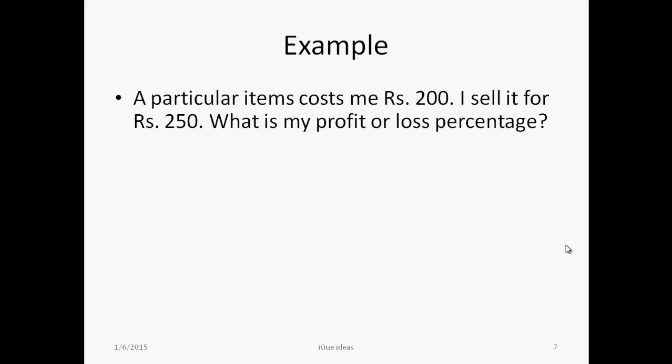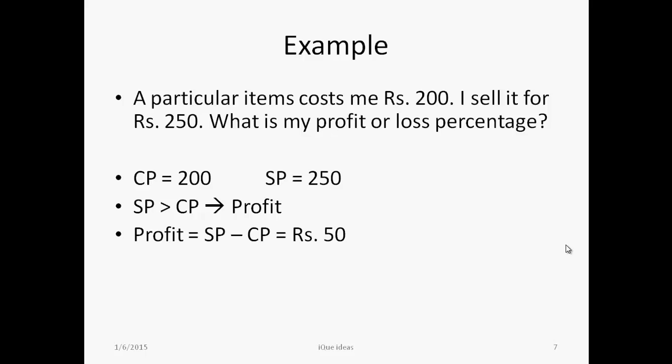Let us say a particular item costs me rupees 200. If I sell it for rupees 250, what is my profit or loss percentage? In this case, my cost price is rupees 200 and sale price is rupees 250. As my sale price is greater than my cost price, I have incurred a profit. This profit is SP minus CP, which is rupees 50. Now, the question asks what is my profit or loss percentage. I have earned a profit of rupees 50. Comparing this to my cost price, rupees 50 is what percentage of my cost price of rupees 200. So I get that 50 is 25 percent of my cost price of rupees 200. Remember, we had taken the cost price as 100 percent.